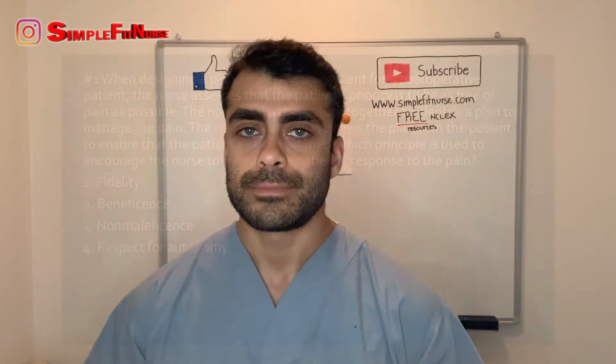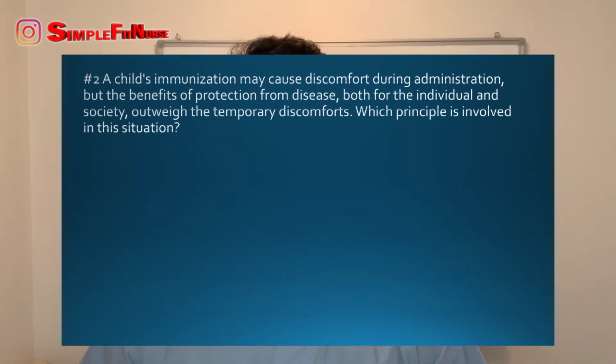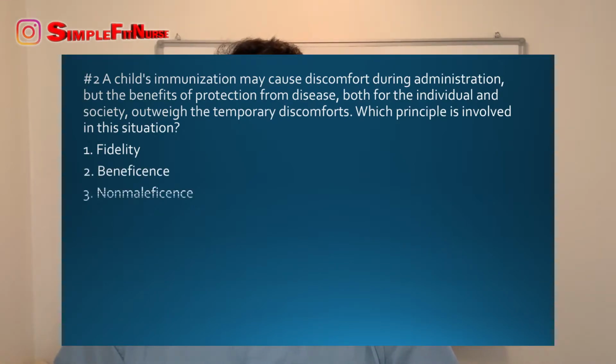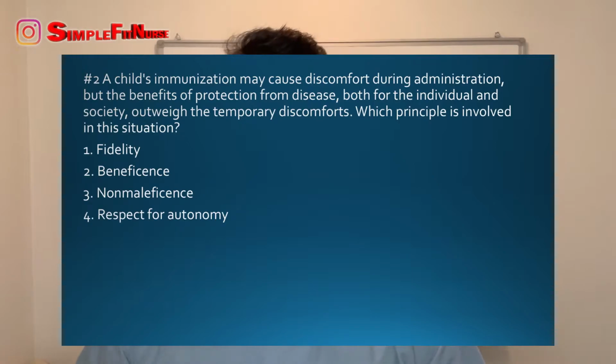Number two, a child's immunization may cause discomfort during administration, but the benefits of protection from disease, both for the individual and society, outweigh the temporary discomforts. Which principle is involved in this situation? Number one, fidelity. Number two, beneficence. Number three, non-maleficence. And number four, respect for autonomy.